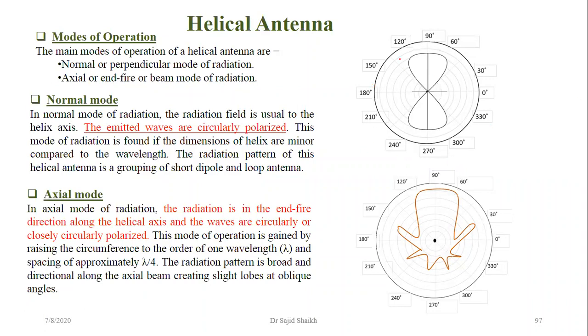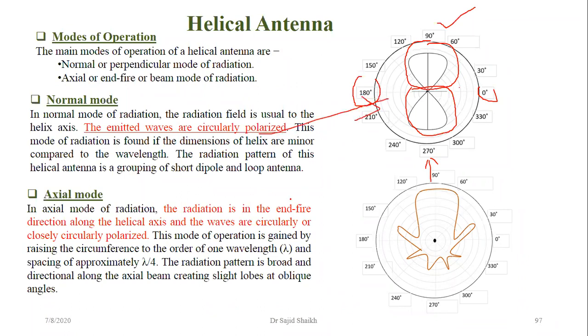Here you can observe that the two lobes are there. This is the first one and this is the second one, in which the amount of radiation is maximum. In other words, at 90 degrees and 270 degrees the radiation is maximum, and at 0 degrees and 180 degrees the radiation is minimum. So this is about the normal mode.